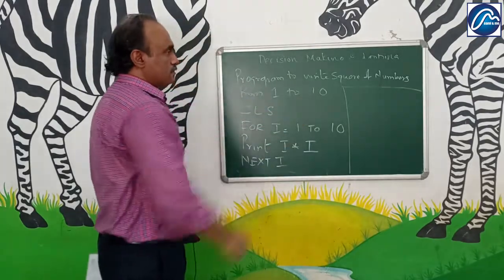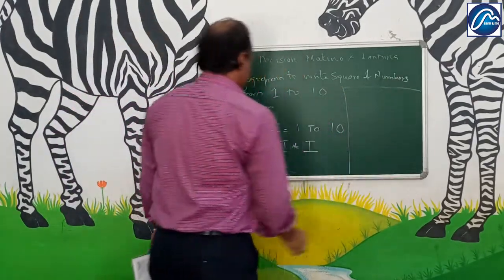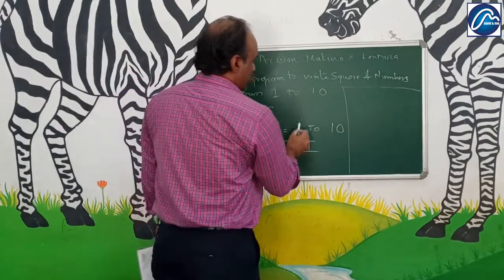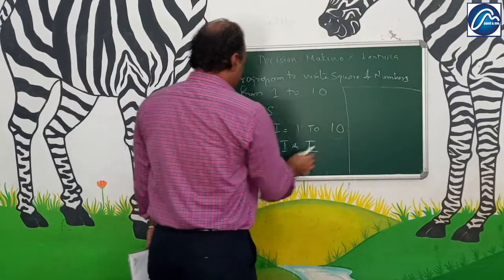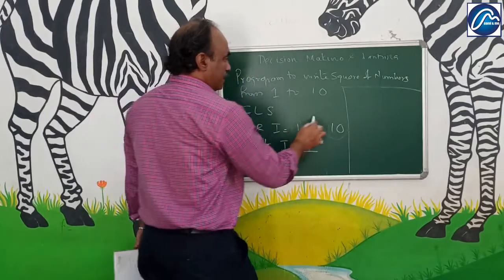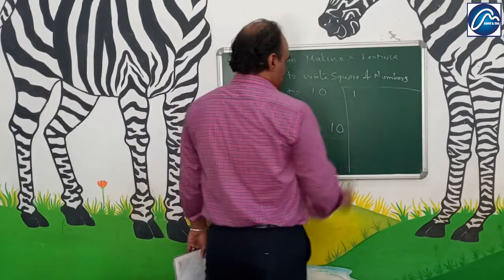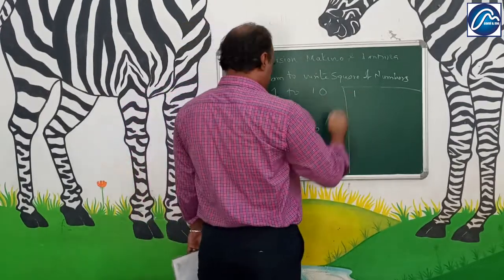supposing right hand side is your monitor, the CLS will be the first thing, you are getting a fresh screen. For I is equal to 1 to 10, what is the initial value? It is 1, final value is 10. Print I multiplied by I. What is the value of I in the beginning? It is 1. I into I, 1 into 1, it is 1.